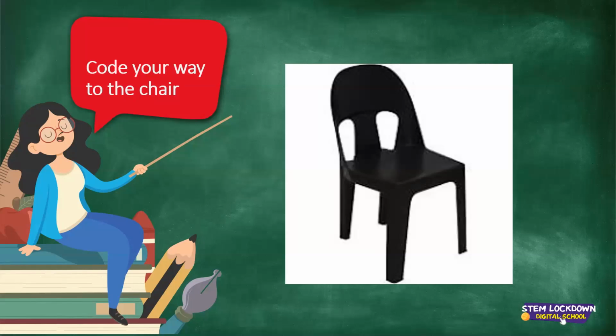Okay, the first instruction that you would need to give that person is to stand up. So first of all, we're going to tell the person to stand up and then to walk around the chair. So when we give instructions to a computer, it is very important to understand that we need to follow a specific sequence of events.